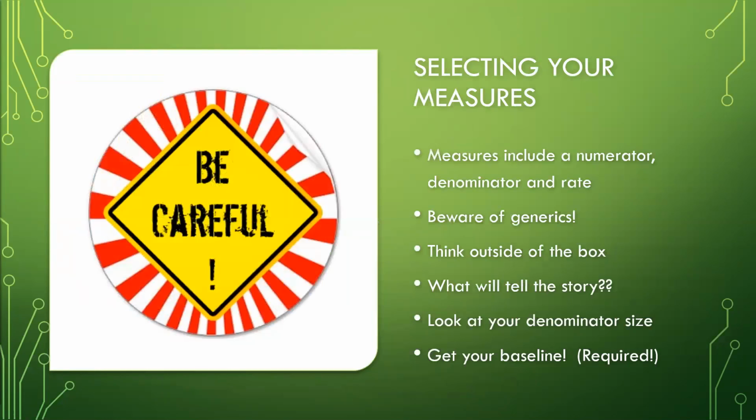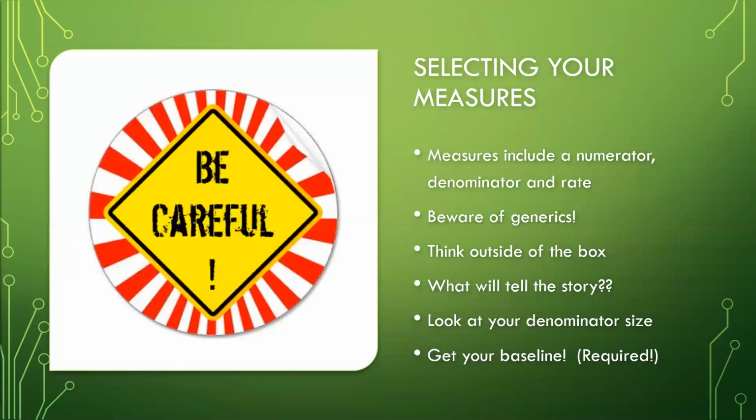So think outside of the box a little bit. What measures would actually directly tell the story of the intervention that you are trying to accomplish? Okay, think about that because it's really important. I also encourage folks to look at your denominator size. So this is the group of folks that are included within this study. So if the denominator size is small, it can cause big fluctuations in your percentages. And so just take it with a grain of salt if your denominator size is small. It doesn't mean you have to dismiss that measure necessarily. You just have to keep that in mind as you look at the percentages.